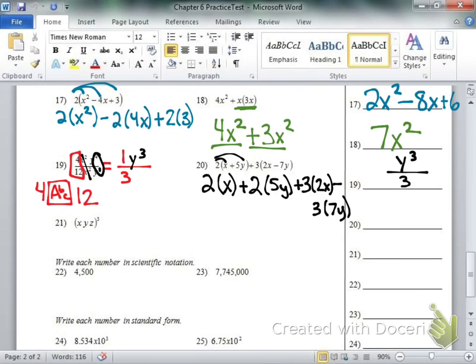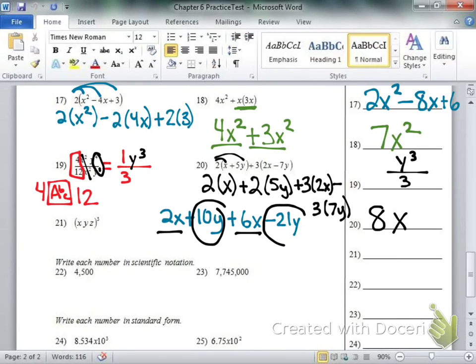Alright, so go through and simplify using the multiplication. 2 times x is 2x. Plus 2 times 5y is 10y. Plus 3 times 2x is 6x. Minus 3 times 7y is 21y. Go back through and combine any like terms, so the x's go with the x's. That gives us 8x. The y's go with the y's. 10 minus 21, both with y's, so just bring the y along for the ride. That's negative 11y, so minus 11y.